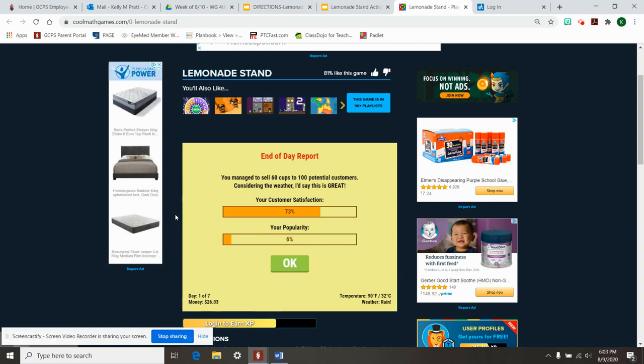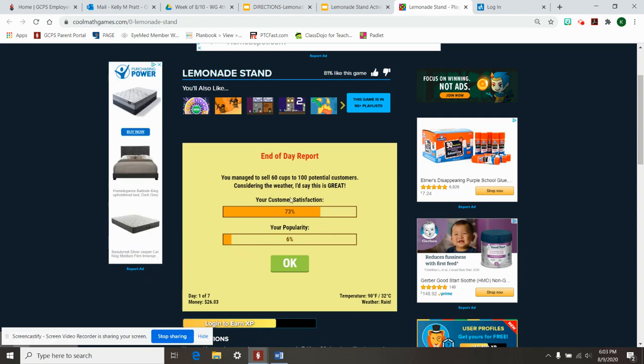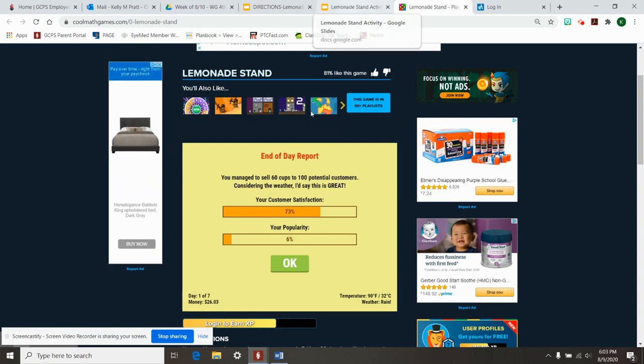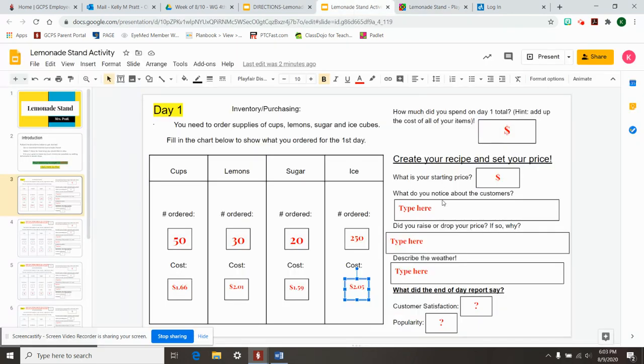So I had a big customer satisfaction, and my popularity was a little low, but maybe that's because it's my first time. Before I hit OK, I'm going to take these numbers and put them into my chart because it says satisfaction and popularity. So I have 73%. That's where I'm going to put this down here. 73, and this was only 6. And this is where I'm going to describe the weather. So it said it was 90 degrees, but rainy.